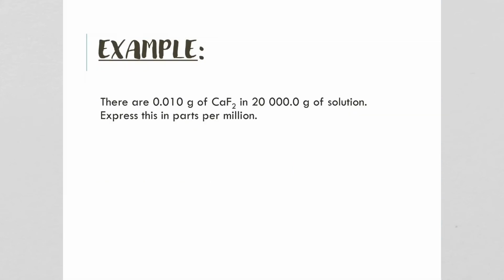So our first example states that there are 0.010 grams of calcium fluoride in 20,000.0 grams of solution. Express this in parts per million. So we would set up our equation. Remember, parts per million is equal to the mass of the solute over the mass of the solution times 1,000,000. So we would put 0.010 grams over 20,000 grams, times 1,000,000.